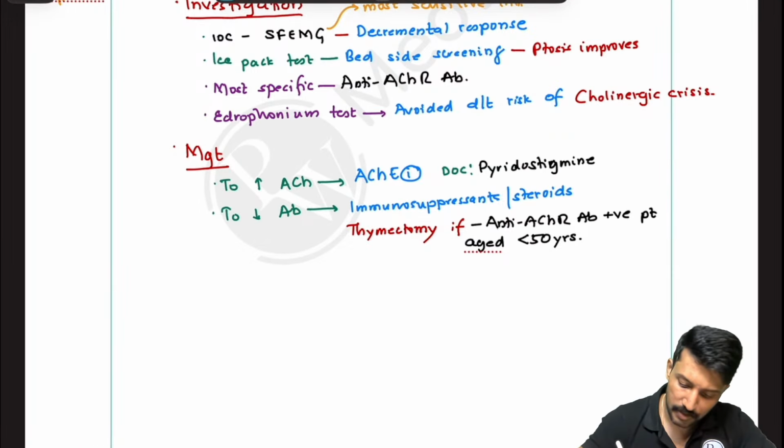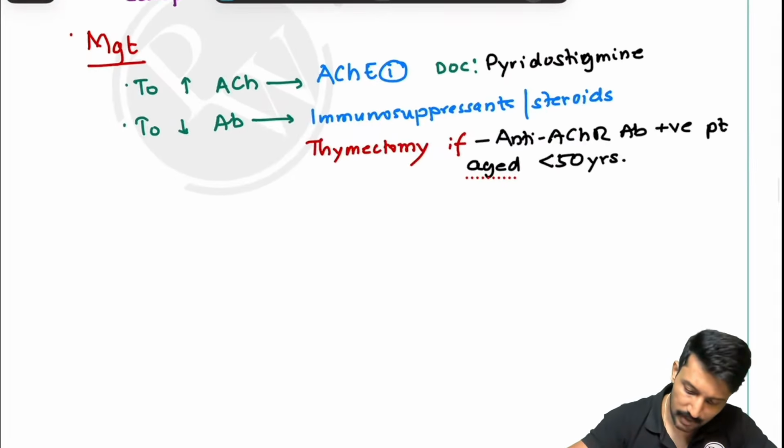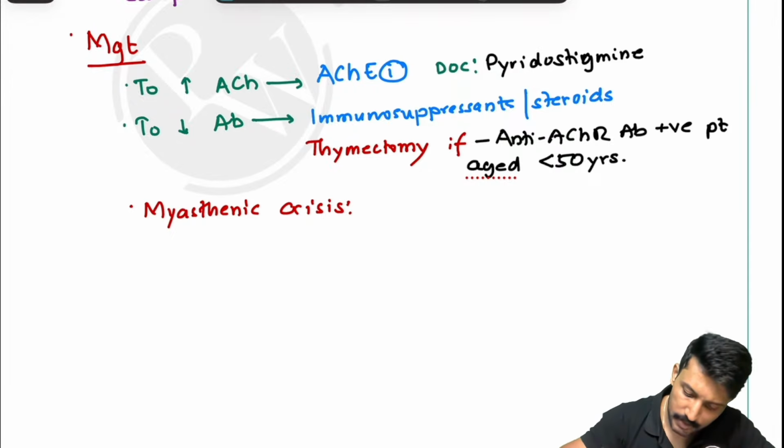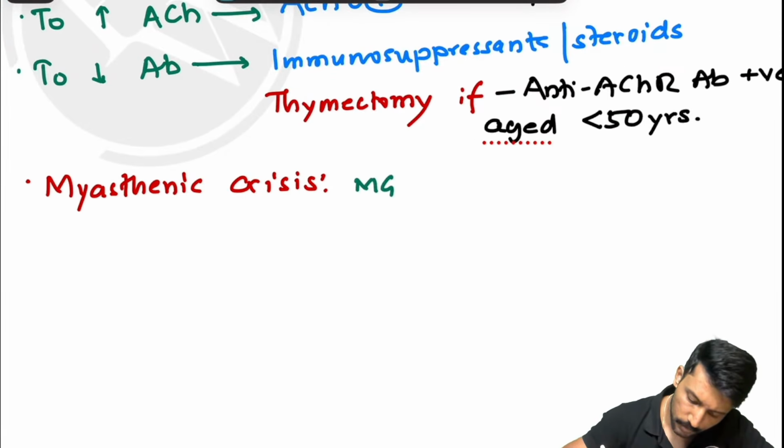Now, some of these patients may develop what is called myasthenic crisis. What is myasthenic crisis? Respiratory failure. Myasthenic crisis refers to myasthenia gravis leading to respiratory failure. Rare, but it can happen.